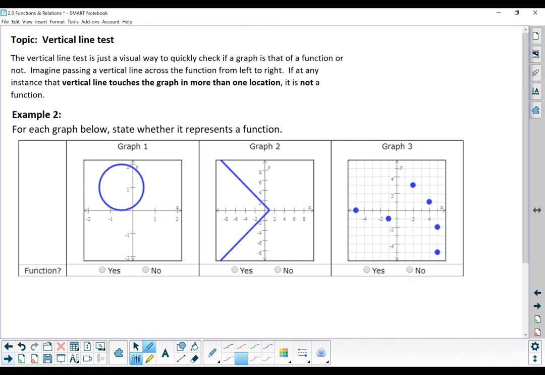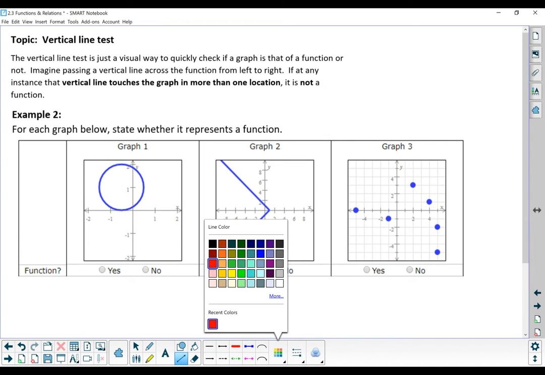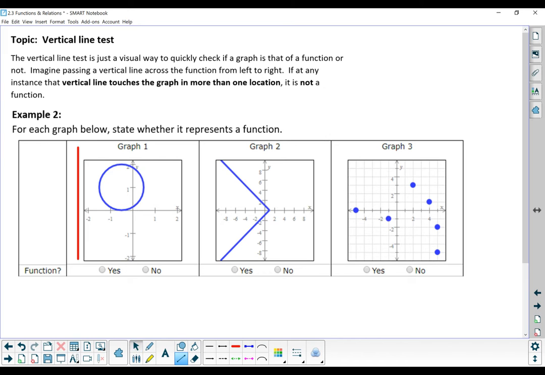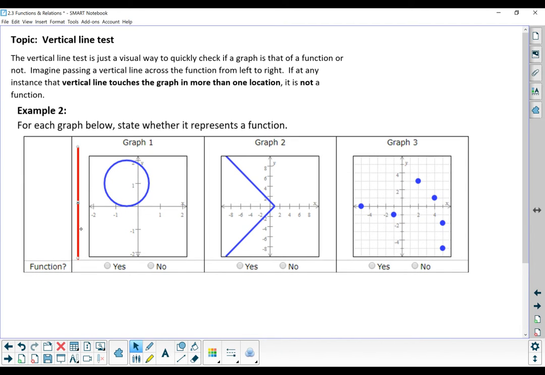So here are our first 3 graphs. We would like to figure out whether each of these represents a function or not. And we can use what's called the vertical line test, which you probably remember. It's a great way to visually determine if something is a function or not. So you can kind of just picture this vertical line and scan across your graph to see if that vertical line intersects the graph in more than one location. So for a circle, it certainly is intersecting the graph in 2 locations. And so this would be not a function. It fails the vertical line test.